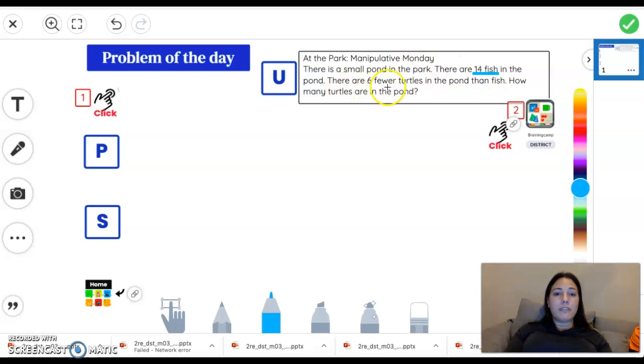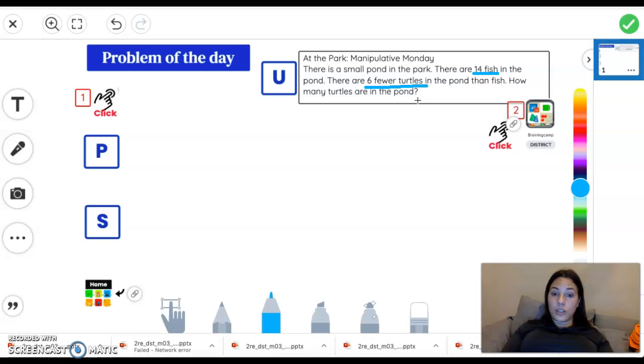There are 6 fewer turtles in the pond than there are fish. So now they want me to compare something. We are comparing. It looks like there's more fish than there is turtles. But we don't know how many turtles there are. We just know that there's 6 fewer turtles than fish. And what do they want us to do? How many turtles are in the pond?